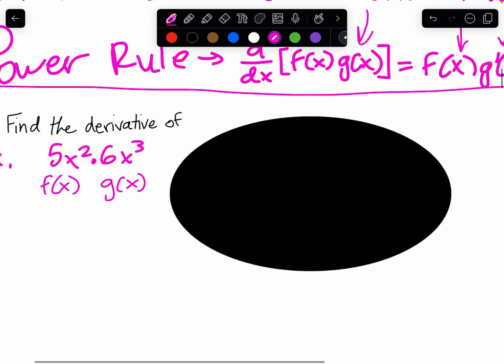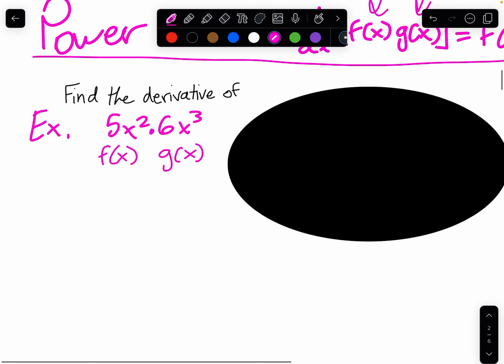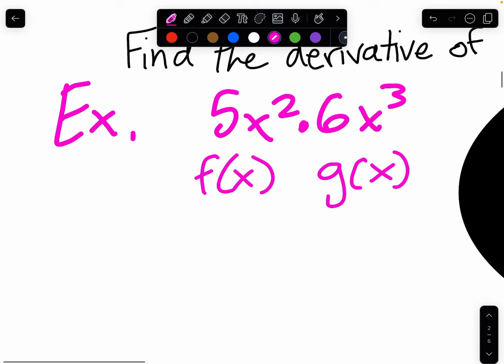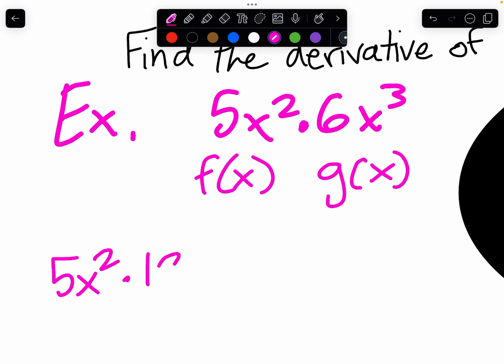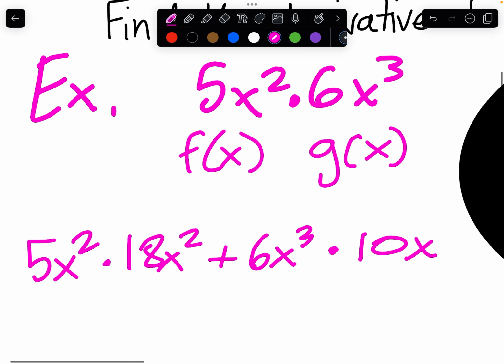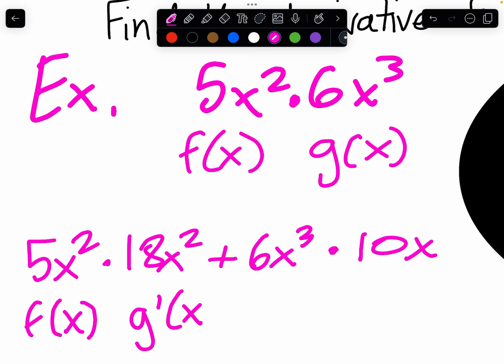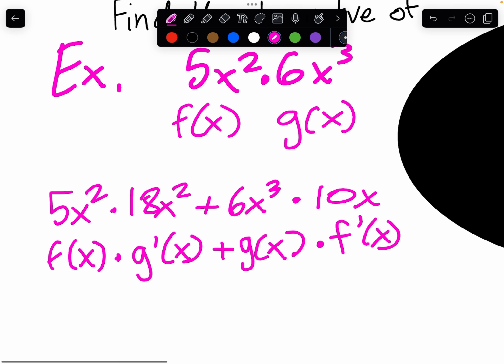So let's do this first problem. Now I get we can simplify it, but that's not the purpose. So let's start here. We have 5x squared as our f of x times g prime of x, which is 18x squared plus. Now we do g of x, 6x cubed times 10x, which is f prime of x. So again, we can kind of show you here and multiply these plus g of x times f prime of x. And when you simplify that out, you get 150x cubed.